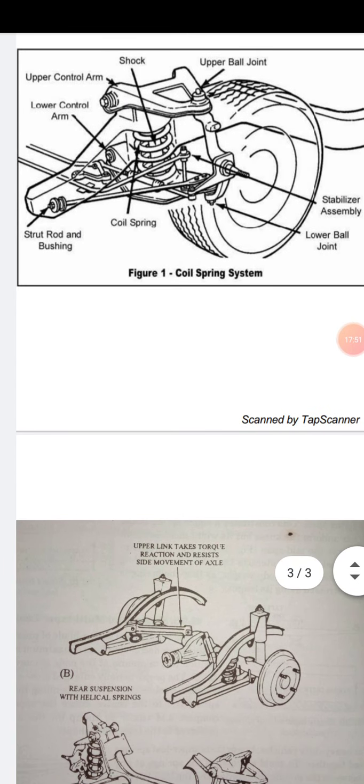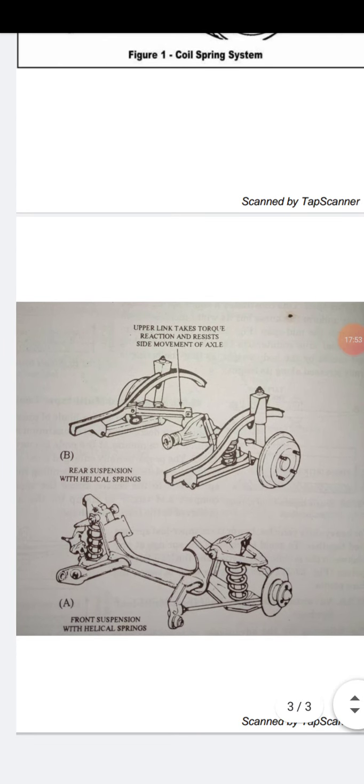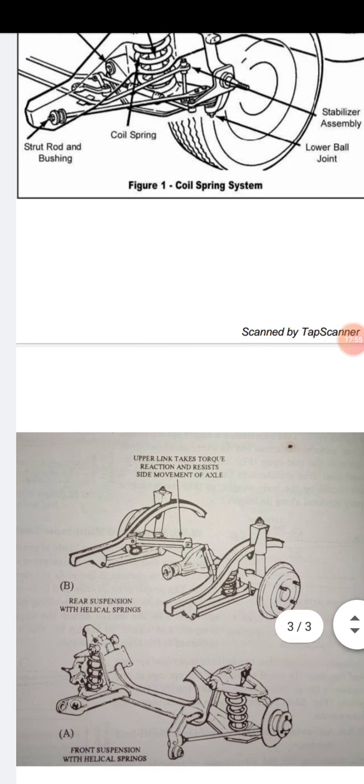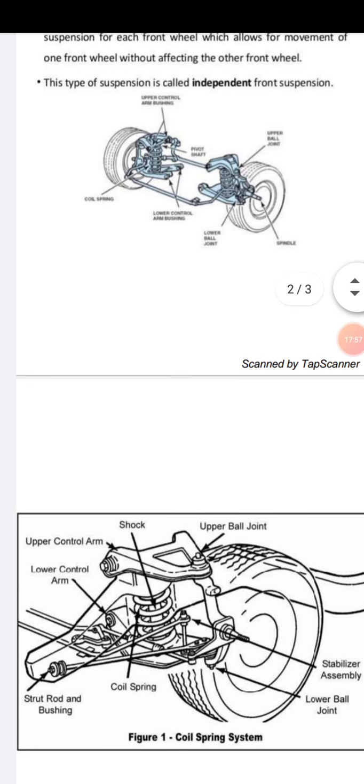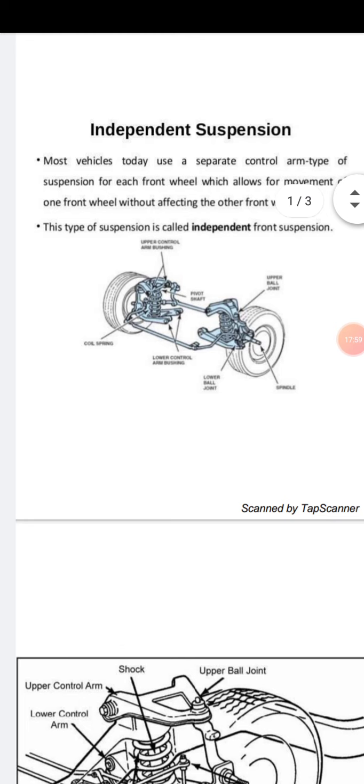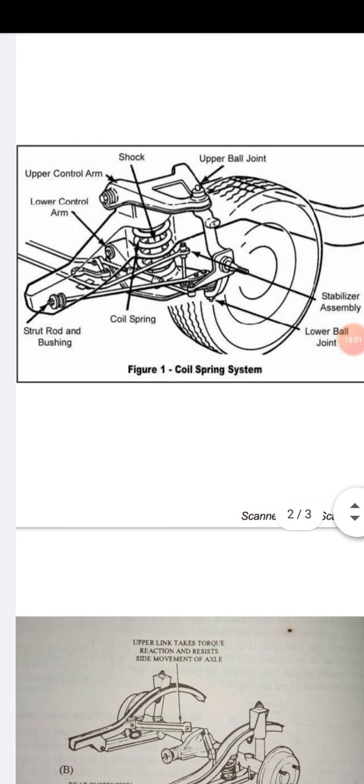So this is our coil spring suspension system. In the next video we'll discuss the MacPherson strut and wishbone arm and also the torsion bar. Okay, thank you.